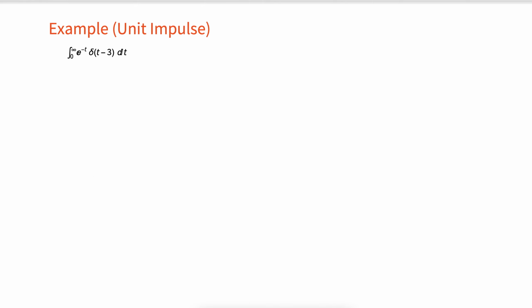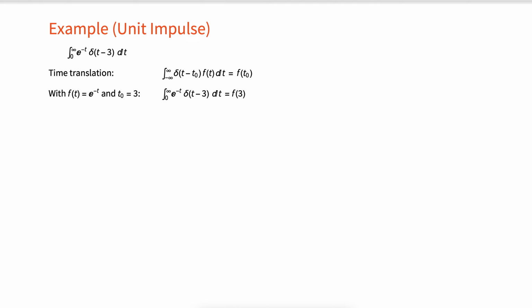Let's look at an example where we want to compute the value of this integral. The integrand is delta t minus 3 multiplied by an exponential function e to the power minus t. Comparing this expression with the integration in the time translation formula and replacing f of t with e to the power minus t and t0 with 3, the integration can be simplified as f of t0 or f of 3, which is e to the power minus 3. We can verify this result using the Wolfram language by evaluating the integral of e to the power minus t, Dirac delta, t minus 3, t going from 0 to infinity, which gives the same result.